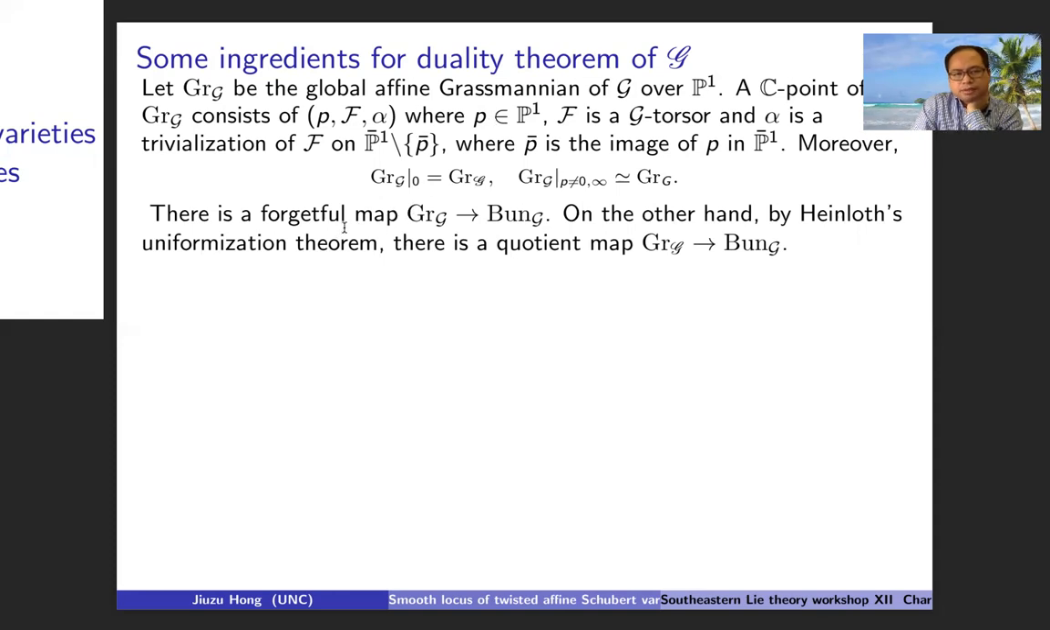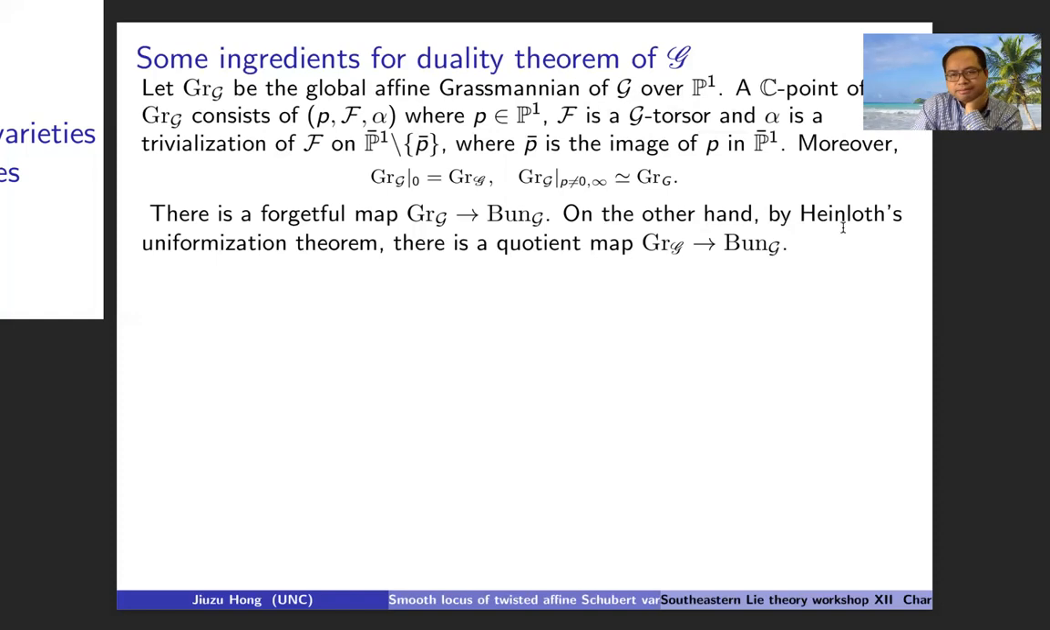So there is a natural forgetful map from this global Affine Grassmannian to Bun_G, the algebraic stack. This is just a forgetful map, right? We map the triple to the middle guy. The middle guy will be a point in this Bun_G.